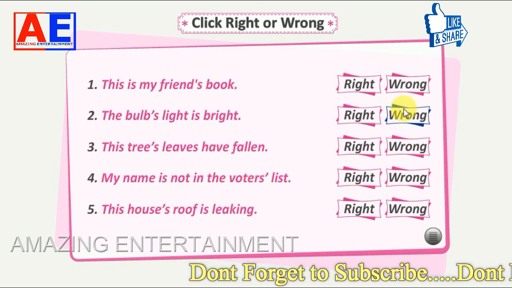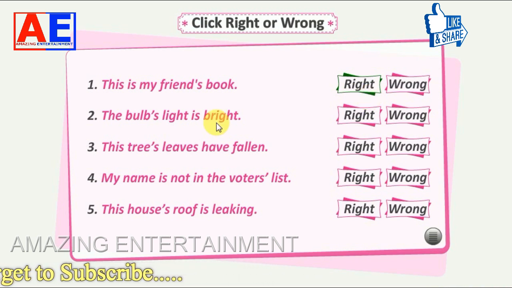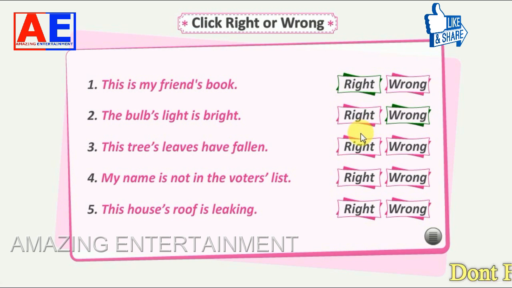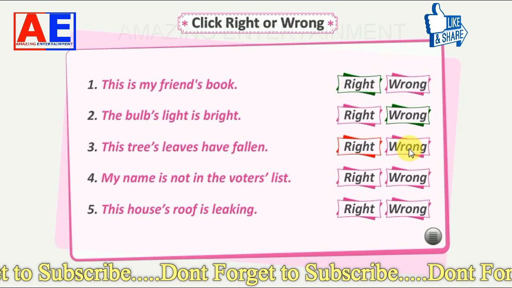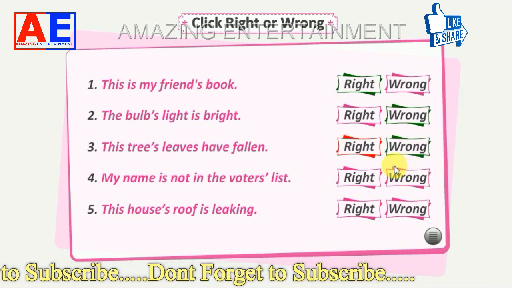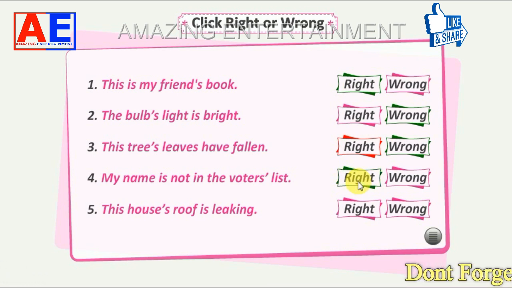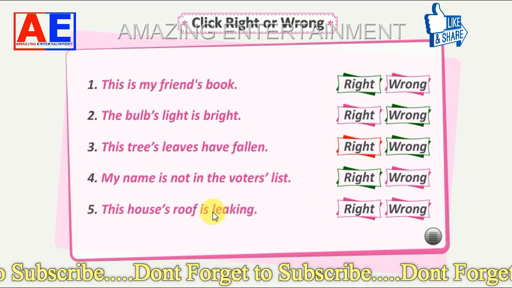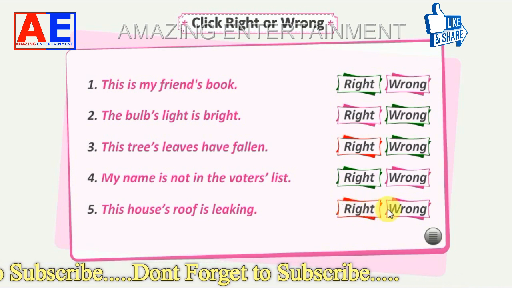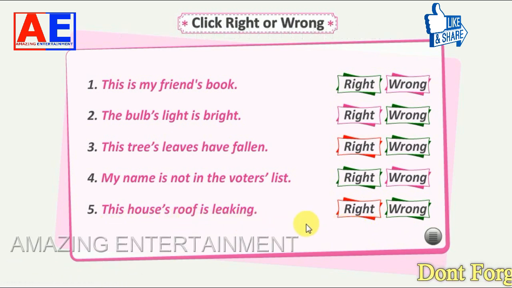Click right or wrong. That's right. This is my friend's book. That's right. It should be the light of the bulb is bright. Uh-oh. You are right. It should be the leaves of the trees have fallen. That's right. My name is not in the voters' list. Oh no. That's right. It should be the roof of the house is leaking.